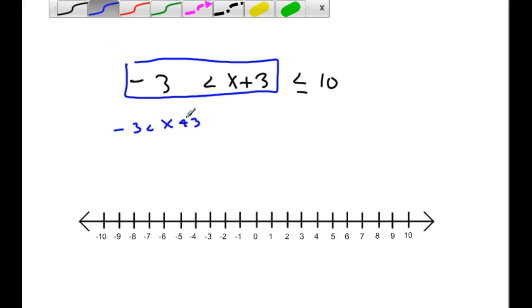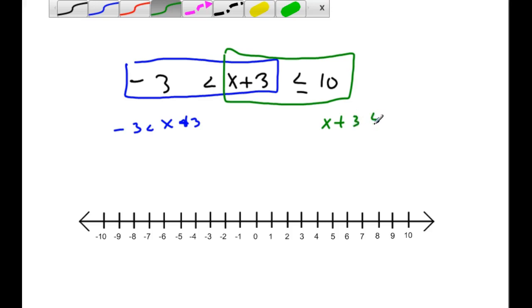This one, plus 3. And then this other one here, x plus 3 is less than or equal to 10. You solve both of these things, so subtract 3. You got x is less than or equal to 7. You solve this one over here. This is supposed to be a plus 3, sorry about that. So you minus 3, minus 3.